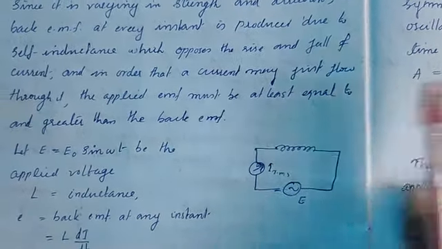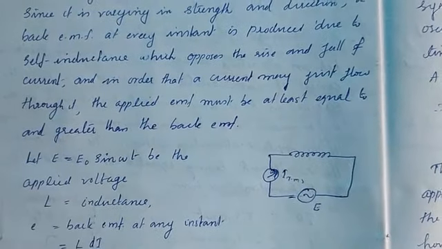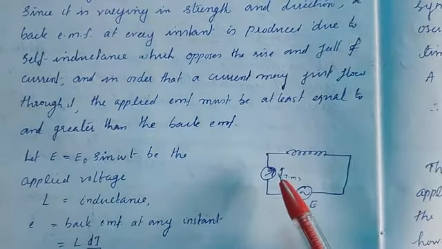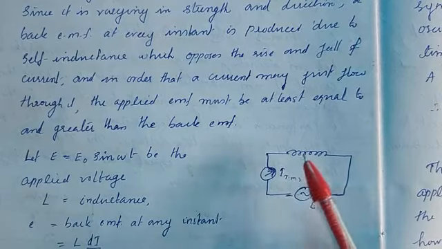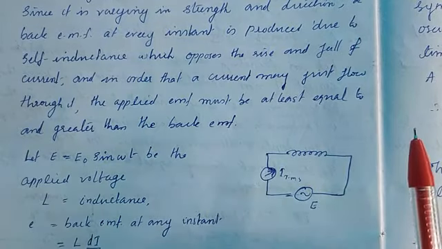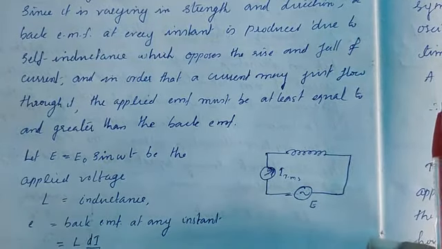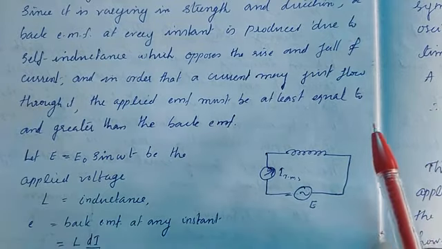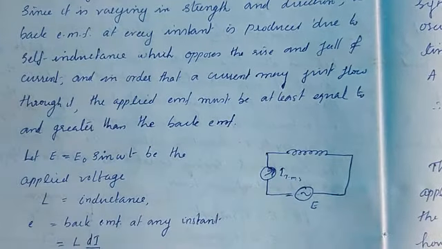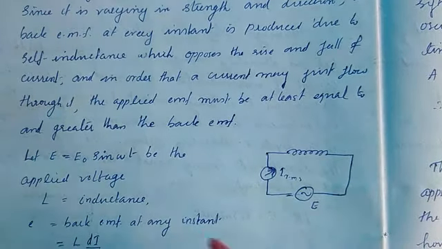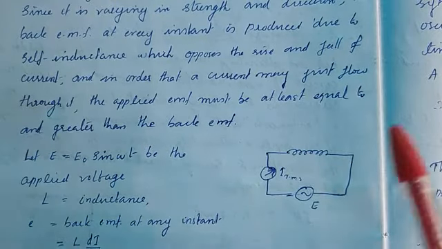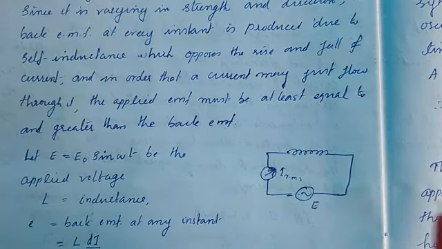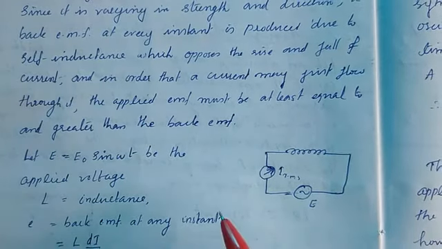So you know the theory of inductance coil. What will happen? An alternating current when flowing through such a coil will produce a self-inductance which may produce an EMF which will be opposing the applied EMF. So in order to flow the current through the circuit, the applied EMF has to be a little greater than the back EMF produced in the coil.